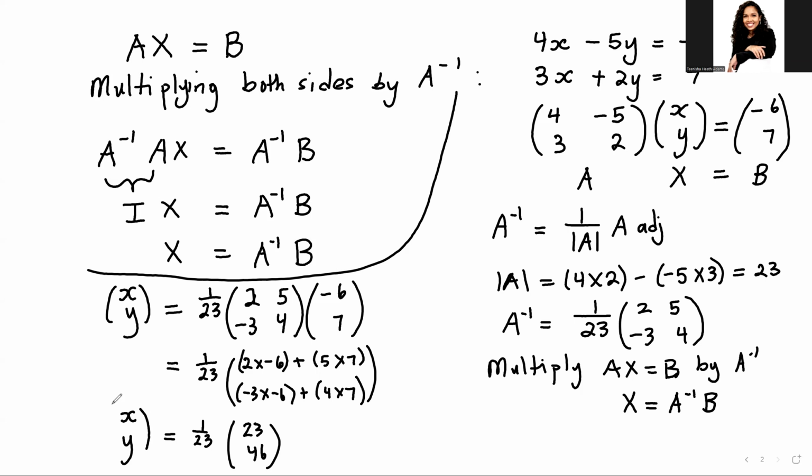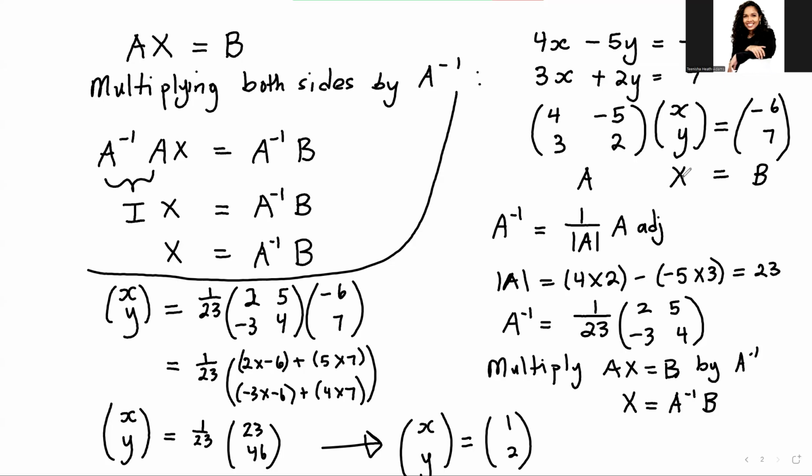And once you reach this level, you can now multiply that 1 over 23 by each term in here. So XY is equal to 1 over 23 by 23, which will just give me 1, and then 1 over 23 by 46, which will give me 2. So my solution for this pair of simultaneous equations is x is equal to 1 and y is equal to 2.